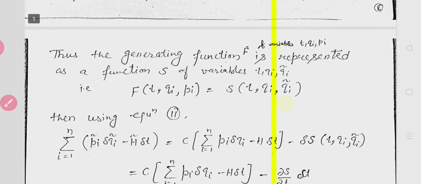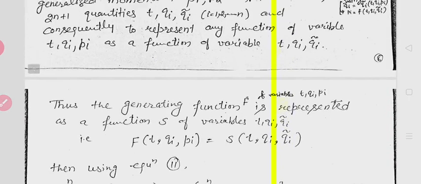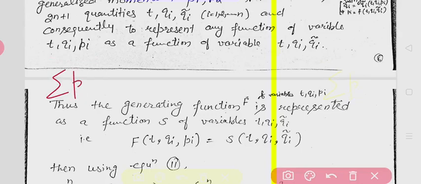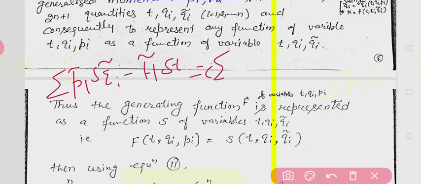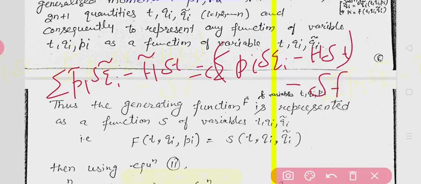Now the generating function, what does it mean? The function, about which we talked in the canonical transformation in the last to last lecture. So what we said over there, we said that the condition under which the transformation will be canonical, what was that? We have talked about that pi tilde delta qi tilde minus H tilde delta t will be equal to C times of summation pi delta qi minus H delta t, C times of this one minus of delta F.